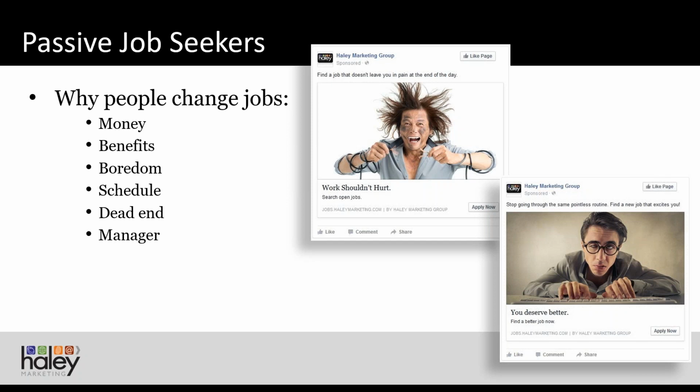And there's a couple pictures on screen now just to kind of show you. They can be sort of silly, like the work shouldn't hurt, or the you deserve better. But the idea is make the image capture your eyeballs, and then make the subject matter be something around the reasons people change jobs. And again, attracting the passive job seeker to become active should only be one part of your social recruiting strategy, but it is an integral part of getting passive job seekers to actually apply to jobs.